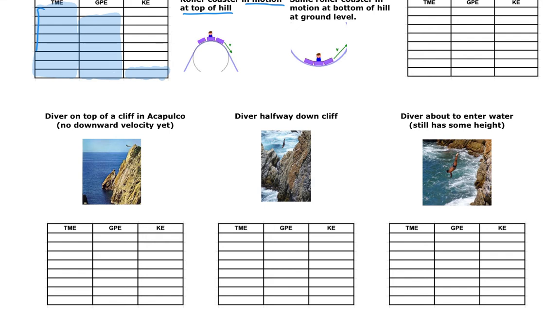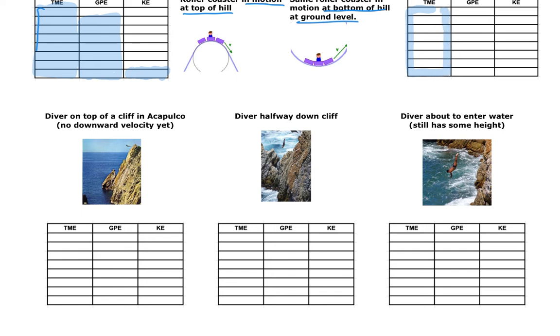Now later on, we're at the same roller coaster in motion at the bottom of a hill at ground level. So if we're at ground level, we're going to assume that the height is 0. So a couple of really important things here. First of all, the total mechanical energy that we have at the bottom has to be the same as what we had at the top.